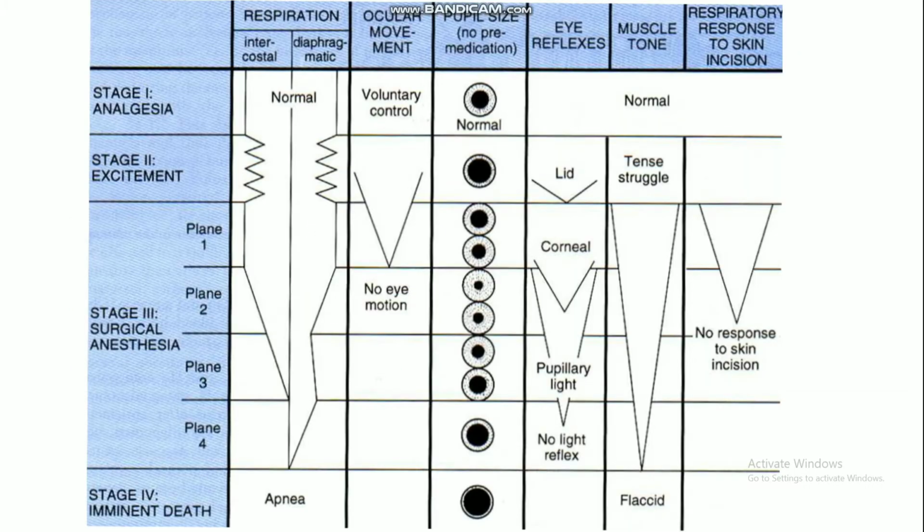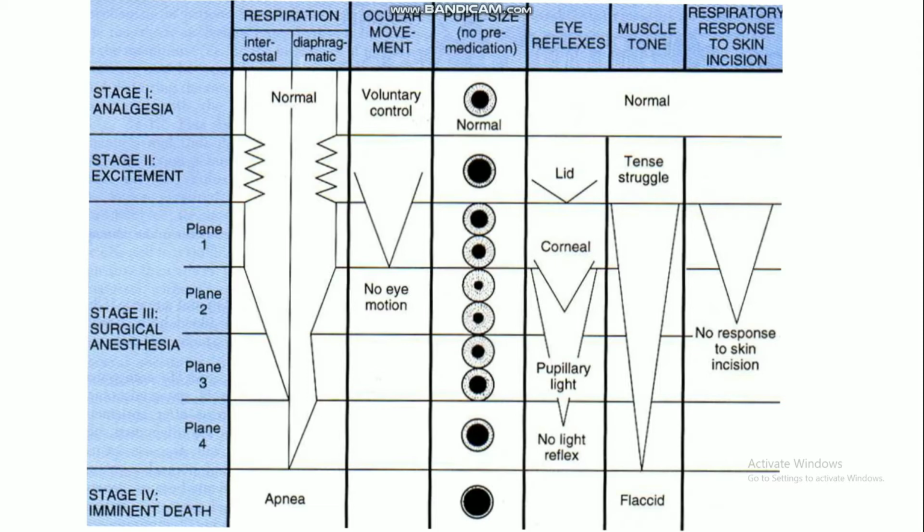At first, the stage of analgesia, which means the pre-induction phase. Here, we mainly provide an analgesic drug to control or prevent pain during the procedure or surgery. Here, the respiration is normal, and ocular movement, voluntary control, and pupillary size are also normal. Eye reflex, muscle tone, and respiration are all mainly normal in the stage of analgesia.